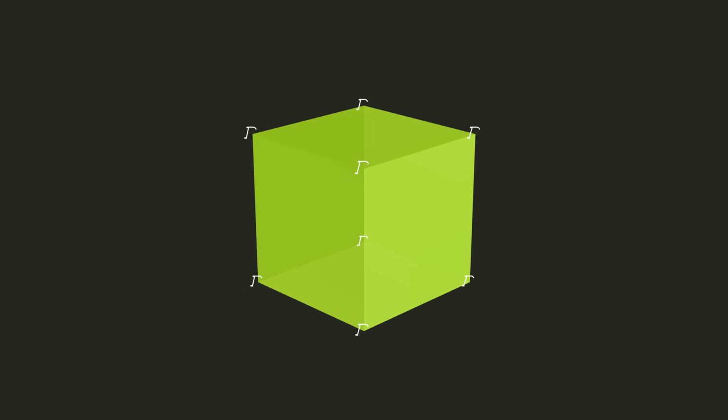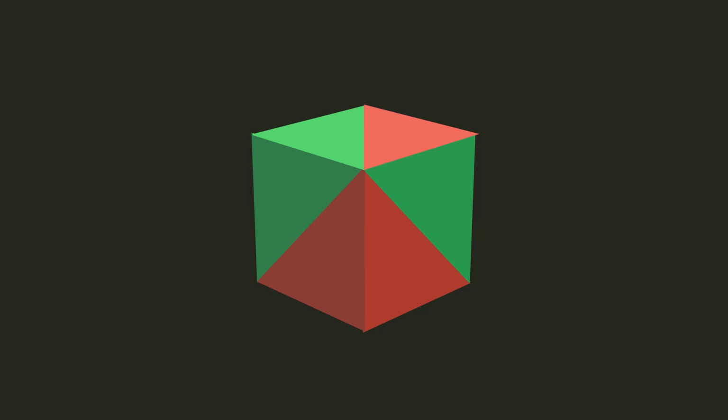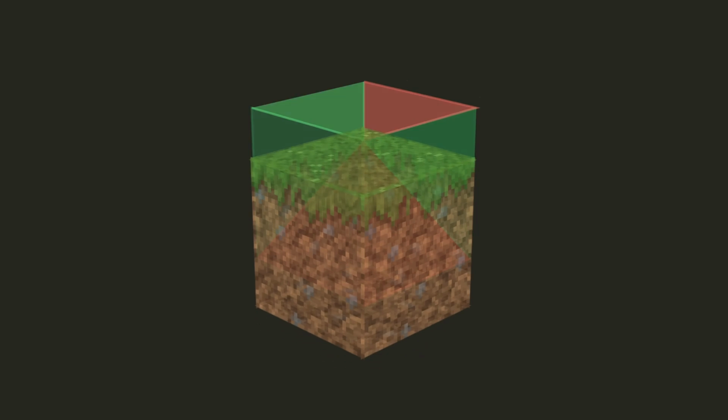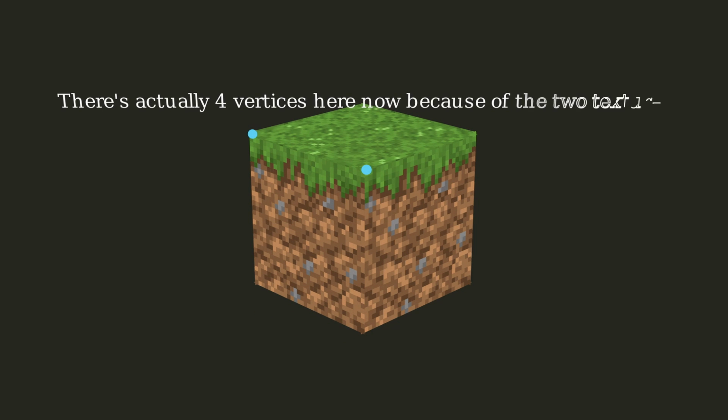A cube consists of 8 unique positions, as we can see here. However, this same cube also contains 12 unique triangles. We can use an element buffer to point to those 8 vertices for the 12 triangles instead of duplicating the vertices. However, if we want to encode specific textures for each face of the cube, or even each triangle, the vertices no longer share all the data. This means that we have to duplicate each vertex to differentiate the different faces.